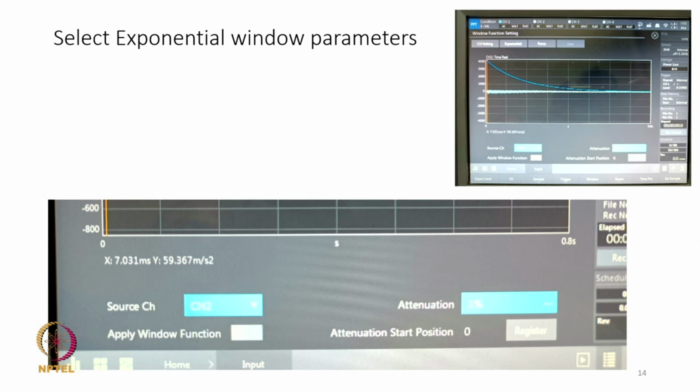Now we need to select the parameters corresponding to the exponential window. Here we see that on the top right hand side the window function has been shown. You can see it is an exponential window function.